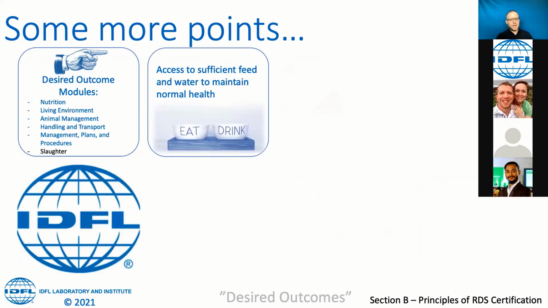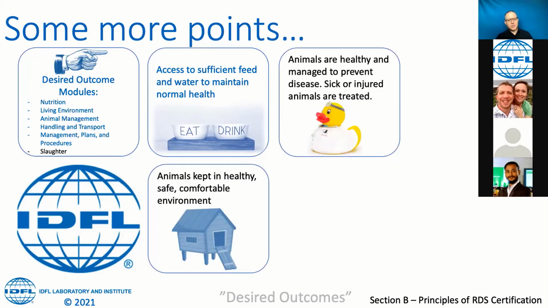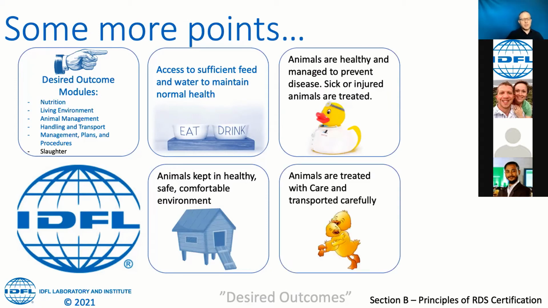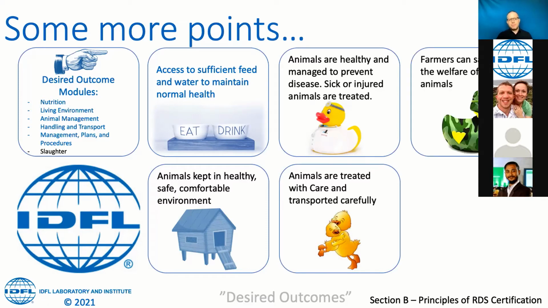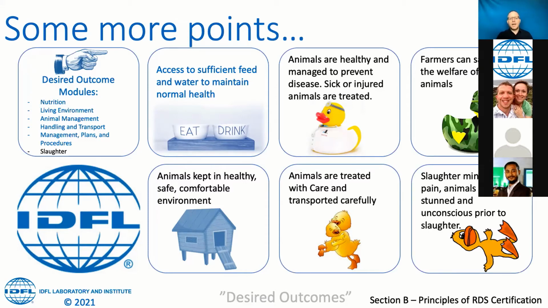It starts off with making sure that there's sufficient food and water, making sure that they have a house, making sure that the injured or sick animals are addressed, making sure that the animals are treated with care and transported carefully, no birds are chucked or thrown or dropped or anything of that nature, making sure that farmers can safeguard the welfare of their animals. This is from cats or dogs or other things that would cause the birds to be stressed. And then last of all, slaughter minimizes pain.